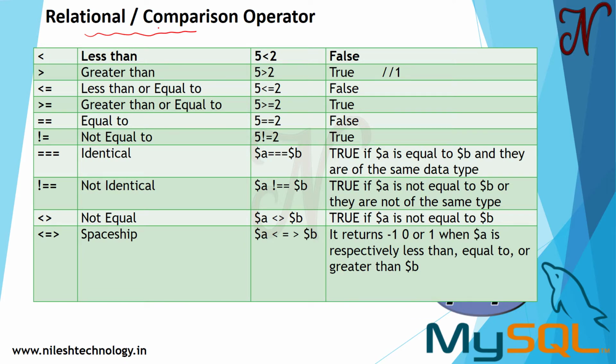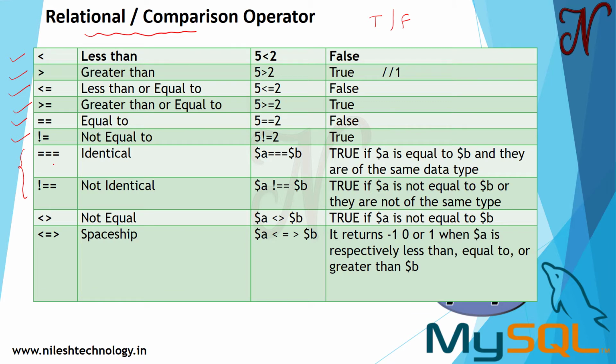In the previous video we saw the if statement. In that if statement we have to use the less than and greater than signs. So the result of a relational or comparison operator is a boolean, either true or false. See here, these are some relational operators: less than, greater than, less than equal, greater than equal, equal equal, not equal. Then these are the two new operators in PHP.